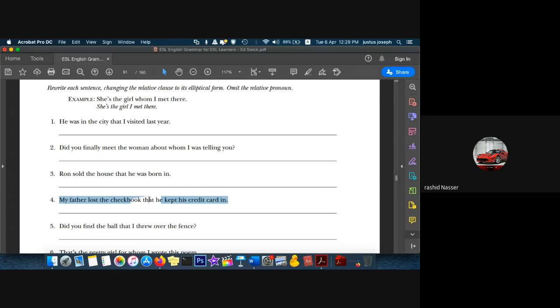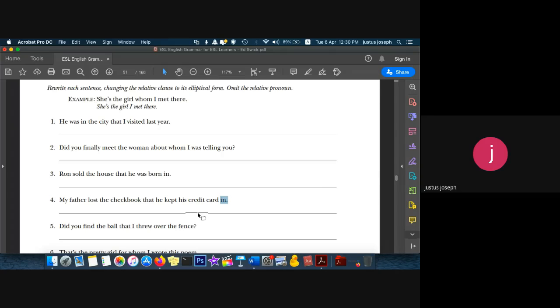My father lost the checkbook in which he kept his credit card. Yes, correct, Rashid. Okay, now give me the elliptical form. My father lost the checkbook he kept his credit card. Now, in the elliptical form, the sentence will be wrong, because in is at the end of the sentence, which we will not use. We will not ever write like this.